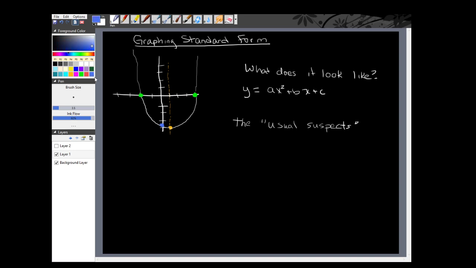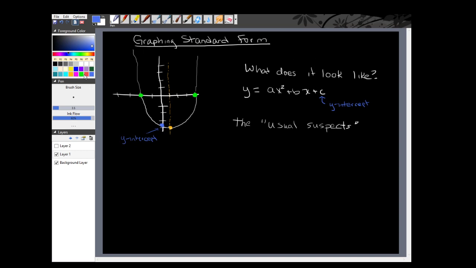Now, with every form of quadratics that you encounter, they have some useful features to them. With standard form, the useful feature is actually this c value. This c value is our y-intercept. So remember, for a quadratic, the y-intercept is where the graph crosses our y-axis. So that means x is equal to 0 here. If I were to plug in 0 for each of the x values in the equation, that would leave me just with that y-intercept value. So standard form is really nice in terms of getting to that solution.